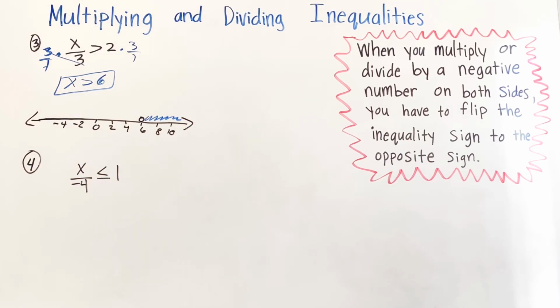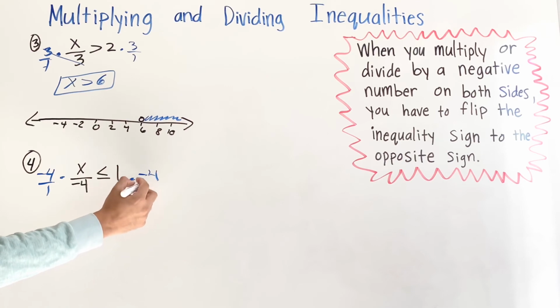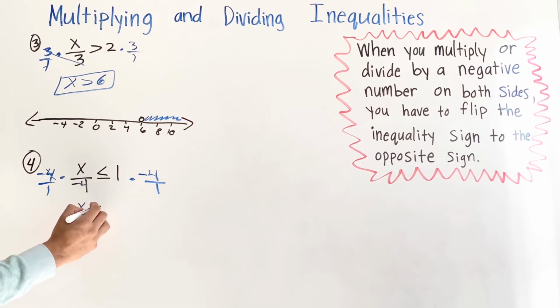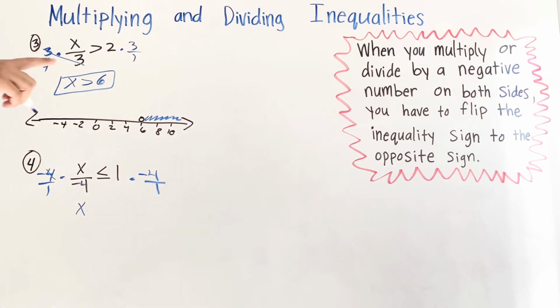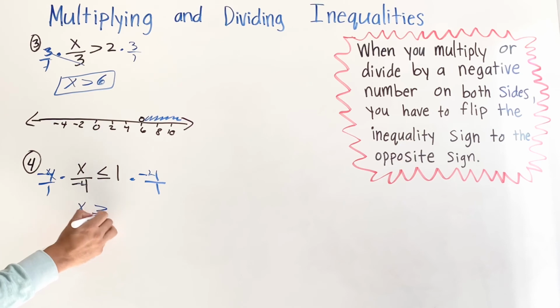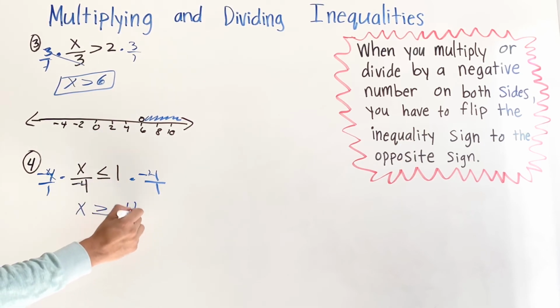Now for number 4, we have the same thing. x divided by -4 is less than or equal to 1. In this case, we're going to multiply by -4 over 1. Whatever we do on one side, we do on the other side. This is going to cancel, and it's going to leave us with x is less than or equal to. But remember, when you multiply or divide by a negative number on both sides, you have to flip the inequality sign to the opposite sign. So it was a less than or equal to, now it's going to become a greater than or equal to sign. And you just multiply that. It's going to give you -4.